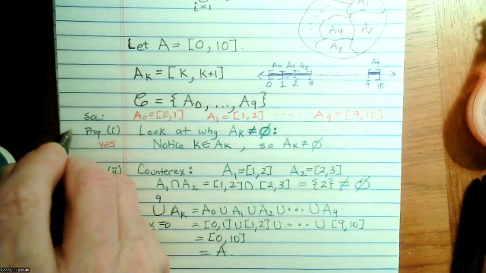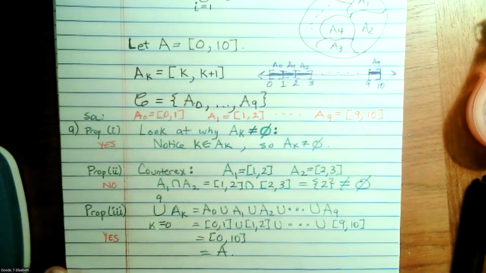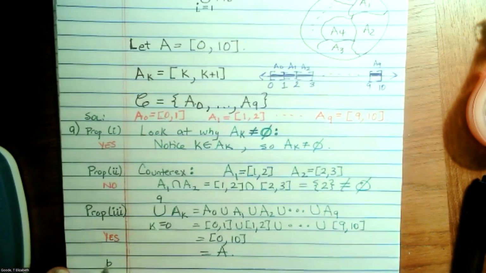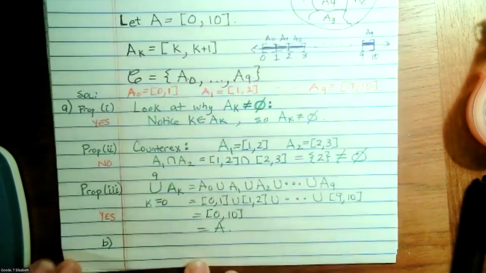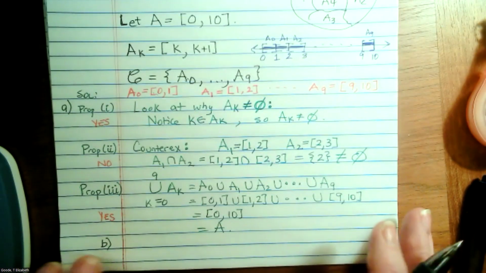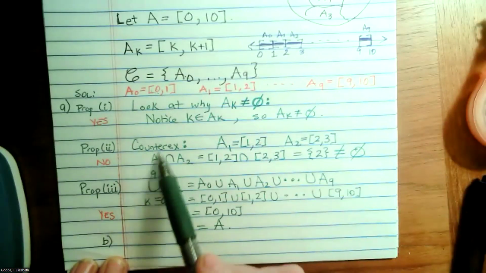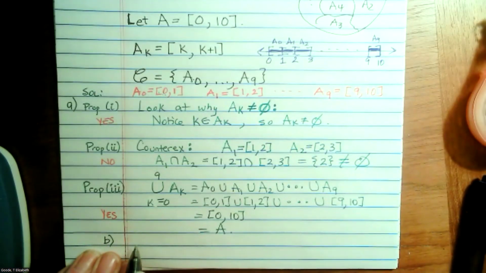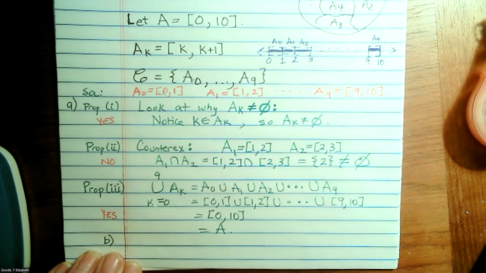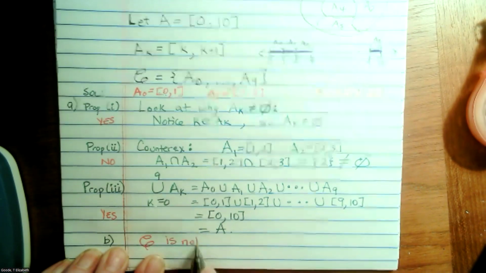So that was part A, check the three properties. And once you've done that, part B was simply, do you know the definition of a partition? Because the definition of a partition simply says it's got to have all three properties. And if you didn't remember that, I gave you the definition. So is C a partition? C is not. Why not?